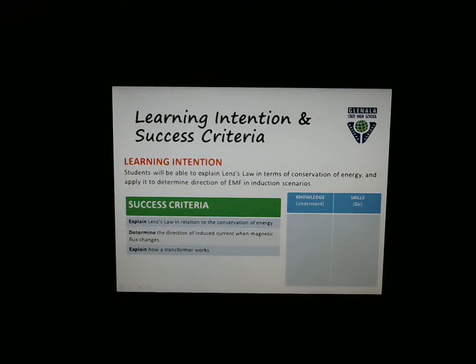Here are your learning intentions and success criteria. Please have a read, pause the video, and attempt to complete the KS table down there on the bottom right.